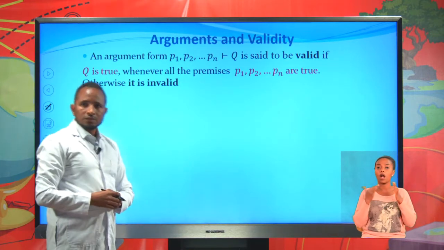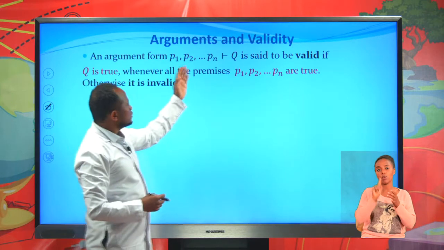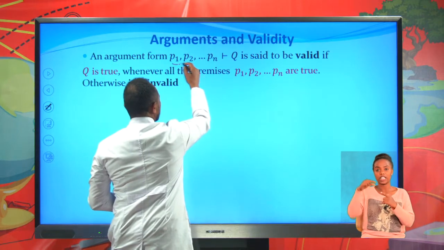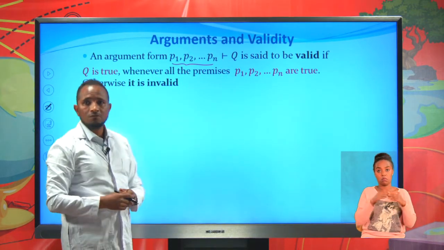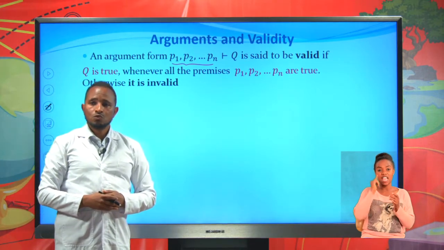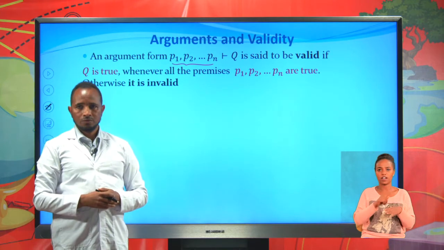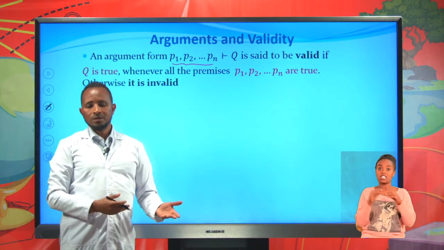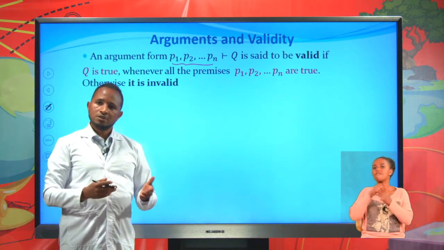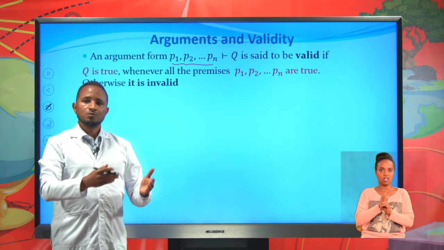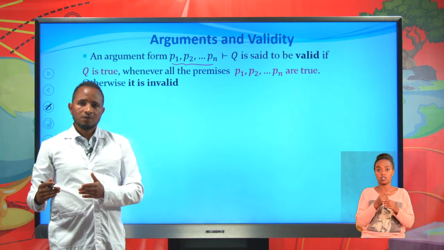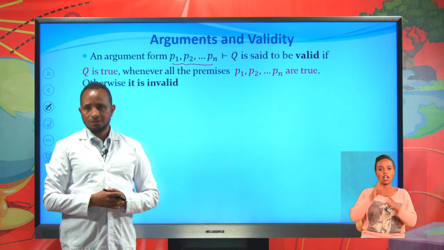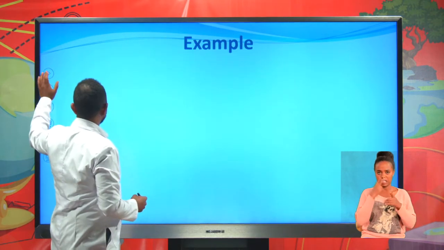Now, an argument form with premises P1, P2, up to PN yielding a conclusion Q is said to be valid if Q is true whenever all the premises are true. Otherwise, it is invalid. So, to test whether a given argument is valid or invalid, first you assume all the premises to be true, and then if the conclusion is true, the argument becomes valid, otherwise it is invalid. So let's see an example for this.